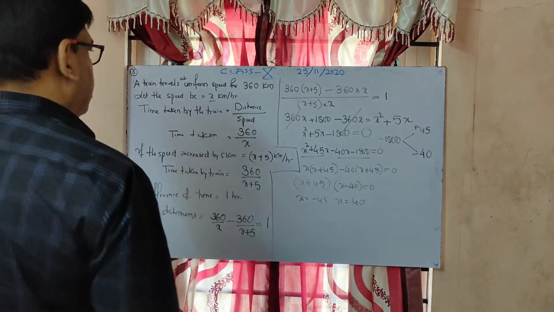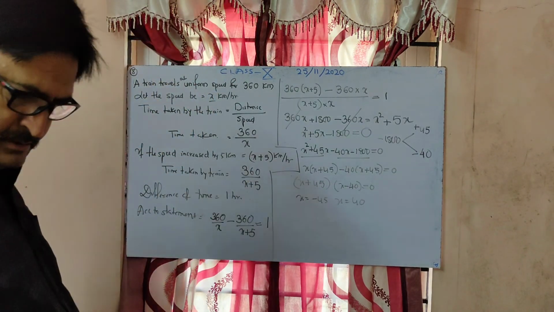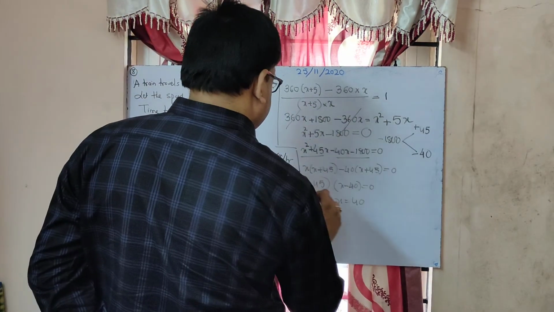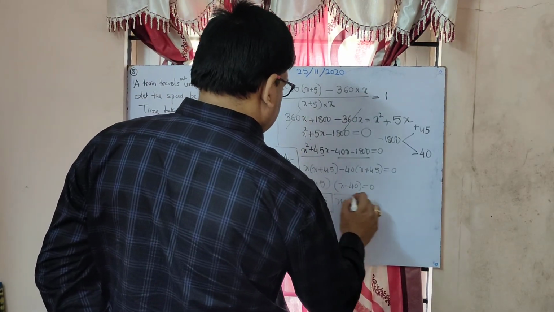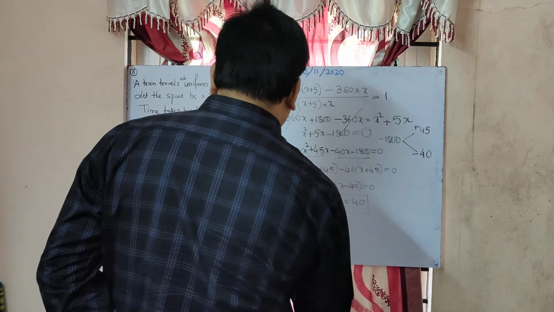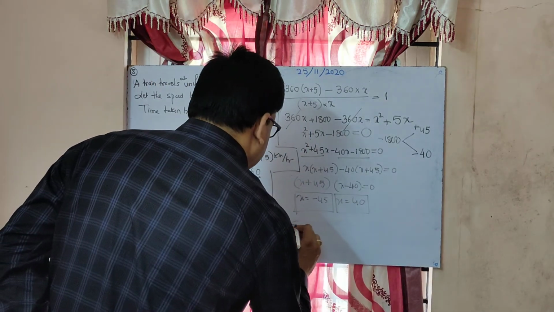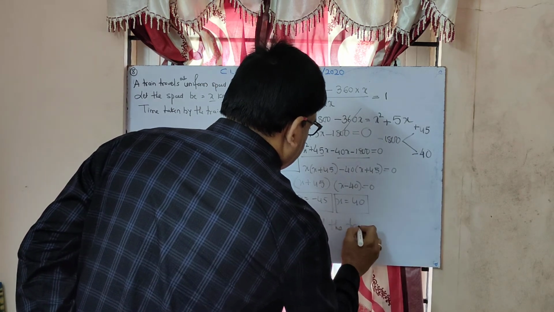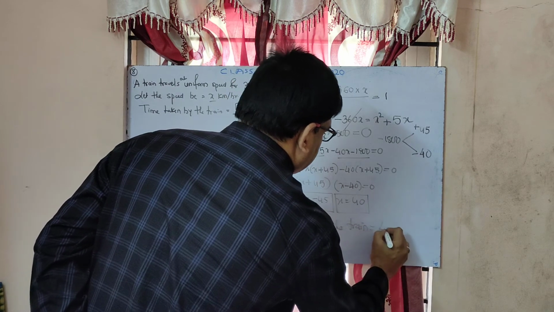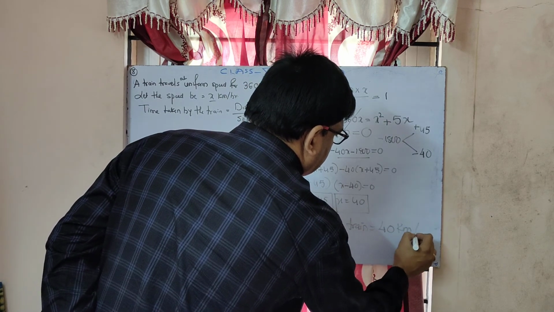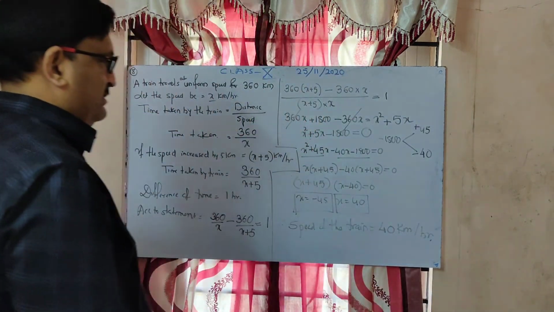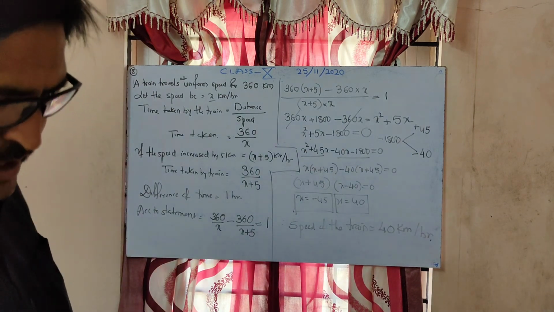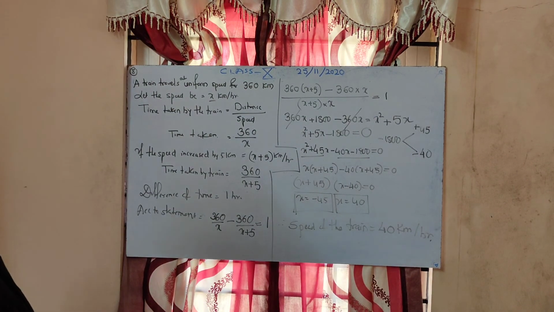So now, what you have to find? Find the speed of the train. Speed cannot be negative. Therefore, we have to choose the positive one. Therefore, the speed of the train is 40 kilometers per hour. So this is how we have to solve these examples.